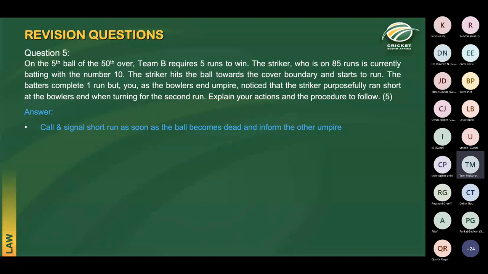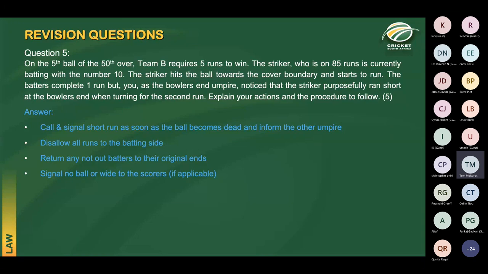So we need to call and signal short run as soon as the ball becomes dead and inform the other umpire. We need to disallow all runs to the batting side. And the best way to do that is to signal dead ball. And the scorers will also know that all runs are being disallowed when we return any not out batters to their original ends.